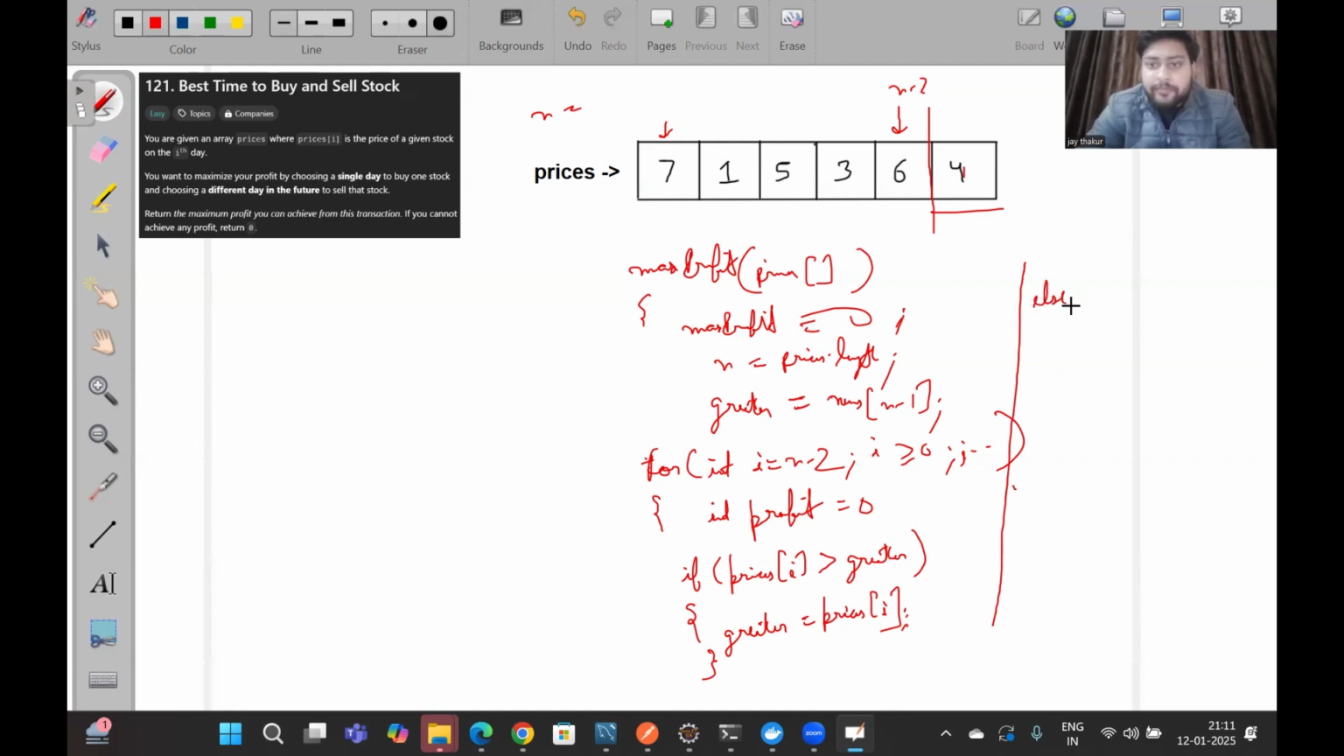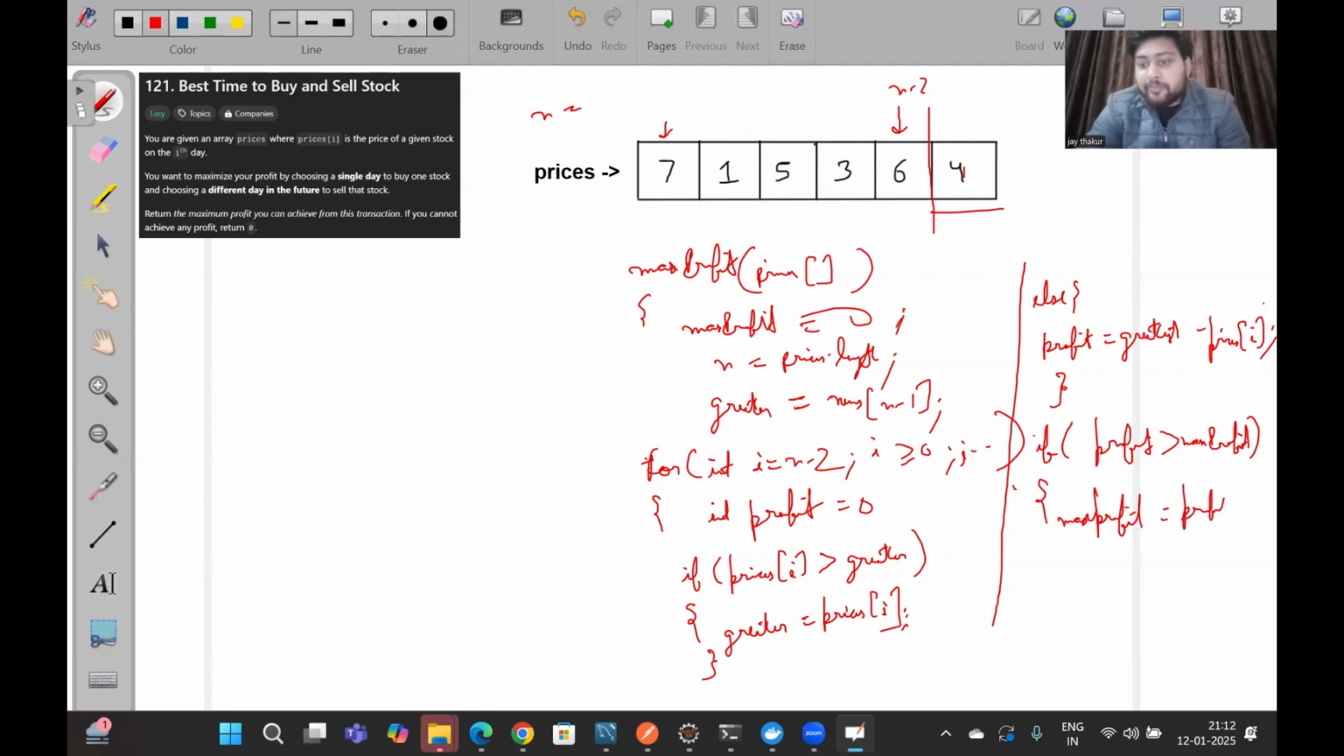Else what we will do? Else profit equal to the greater element, that is the greatest price in the future, minus the prices of i. After that what we have to do? We have to check if this profit that we are getting is greater than the maximum profit. Then in that case, simply we will replace this maximum profit with this profit variable. So in that case, maximum profit equal to profit. So this will be our final solution.